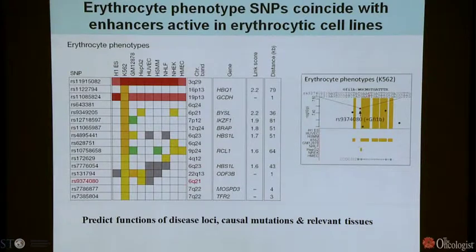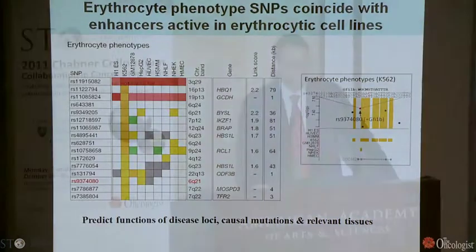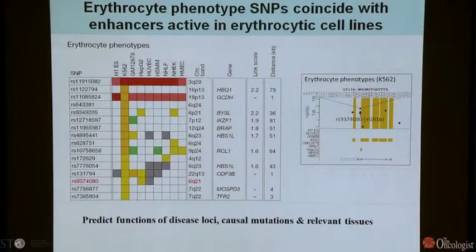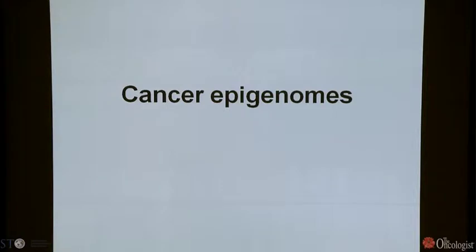So a database, a number of associations between the chromatin state maps and human genetics, and really an opportunity now to predict functions of these disease-associated loci, to predict the causal mutations in relevant tissues. So I hope this has just given you a little bit of insight into how these chromatin state maps can identify regulatory elements and the regulatory state of the genome.